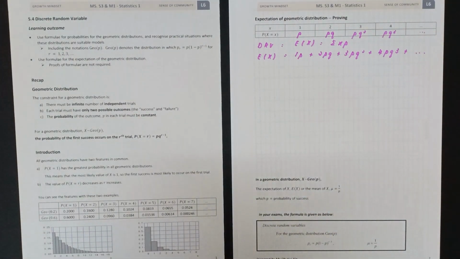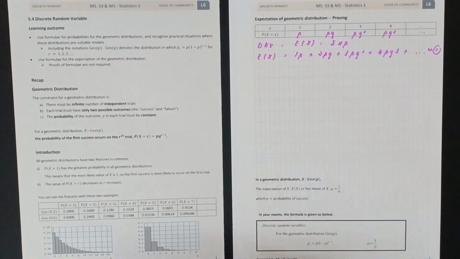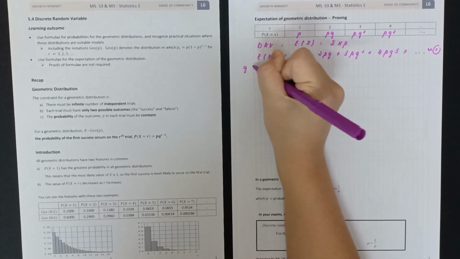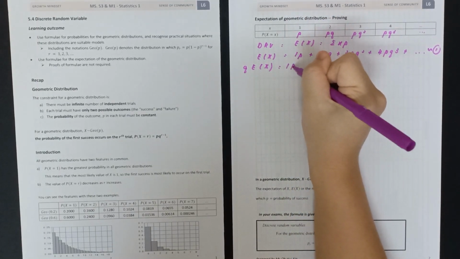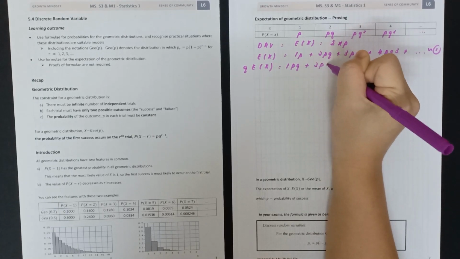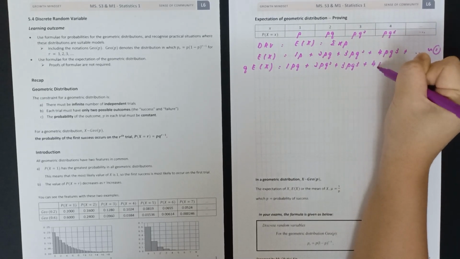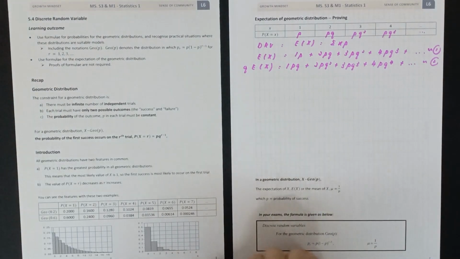Then what am I going to do next? With this, I cannot write my number like that. So what I'm trying to do is, this will be my first equation, and I'm going to come up with a second equation that I can solve with it. Now, for everything here, I'm going to multiply by q. So meaning 1pq, then plus 2pq squared, plus 3pq cubed, plus 4pq to the power 4, plus and so on. So this will be my second equation.